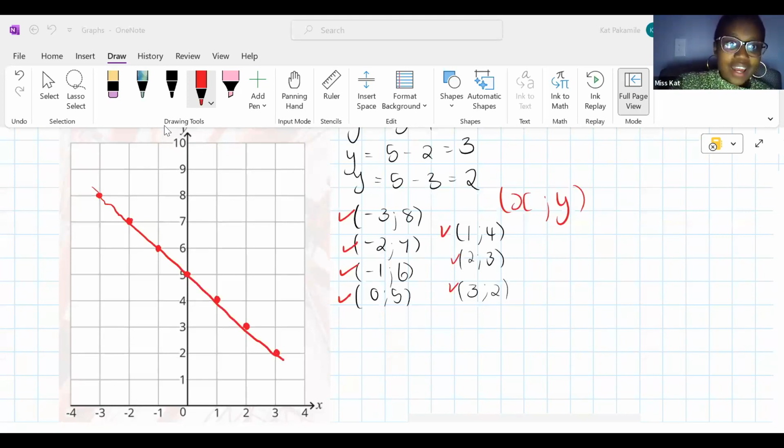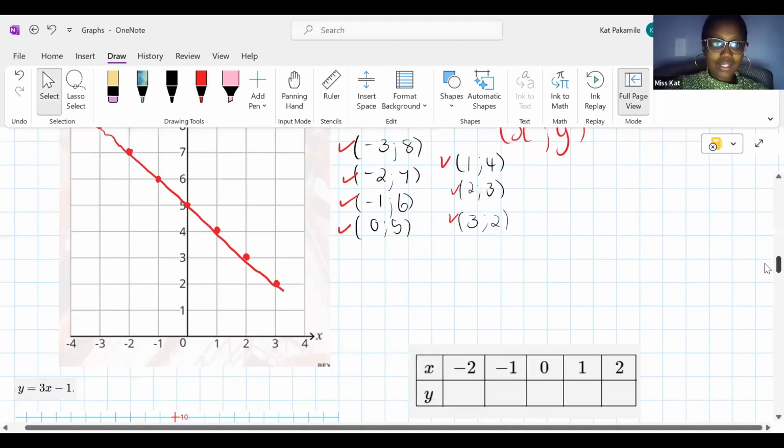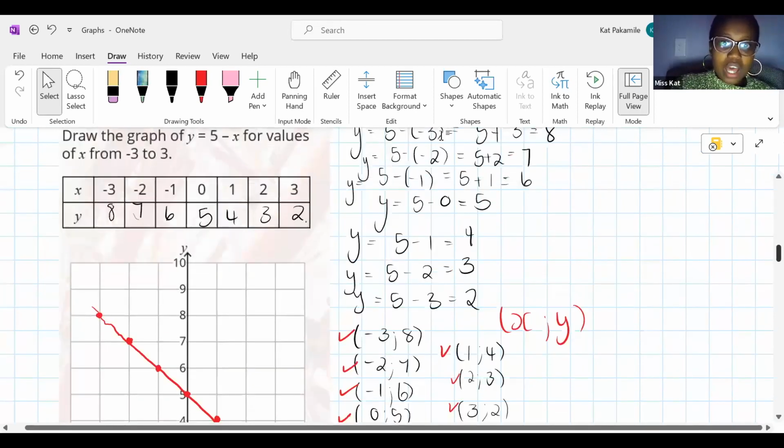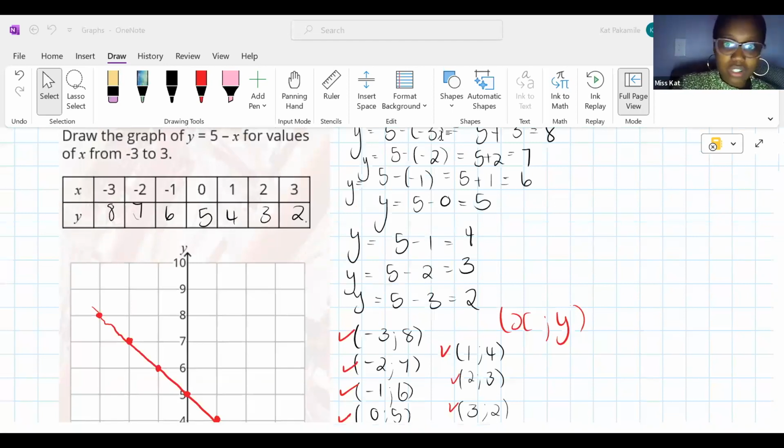Okay, so then you have your graph. Was that bad? Do we understand how to plot a graph from equations? So if you're given an equation, you find your coordinates and you plot your graphs. Give me a thumbs up or a thumbs down. If you don't understand, ask me a specific question so I can help you quickly.